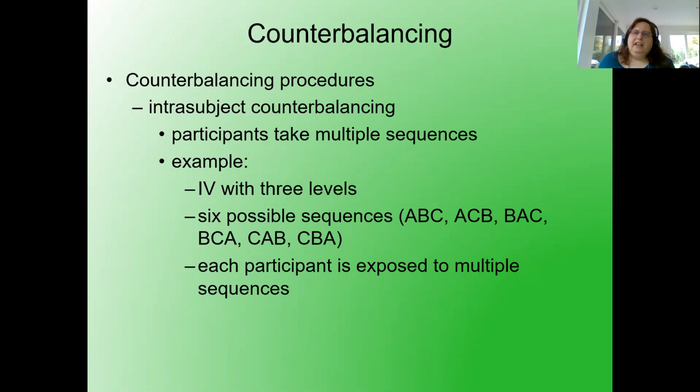Now, you might not like that either. You might say that, well, it could work out that some participants, even though they're randomly assigned, still have differential effects, and there could be participant characteristics that influence this. So we could do inter-subject counterbalancing, where participants take multiple sequences. So here's our same example, IV with 3 levels. There are 6 possible sequences, and each participant is exposed to multiple sequences.